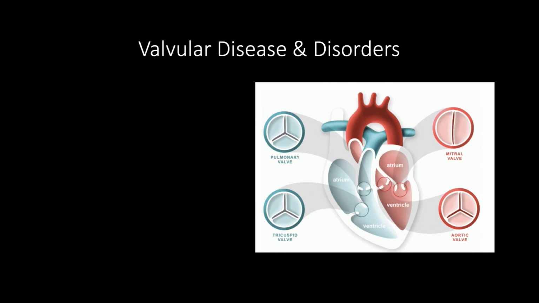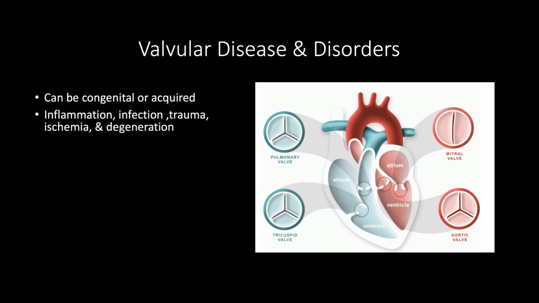So let's talk about these valves. We've got our pulmonary valve, our tricuspid valve, mitral valve, and our aortic valve. And I put this picture up there so you guys can kind of remember where each of those are. Issues with the valves can either be congenital, born with them being defective, or they're acquired through some type of disease process. It can be inflammation, infection, trauma even. Ischemia, as in a myocardial infarction near that site, and even degeneration over a lifetime.